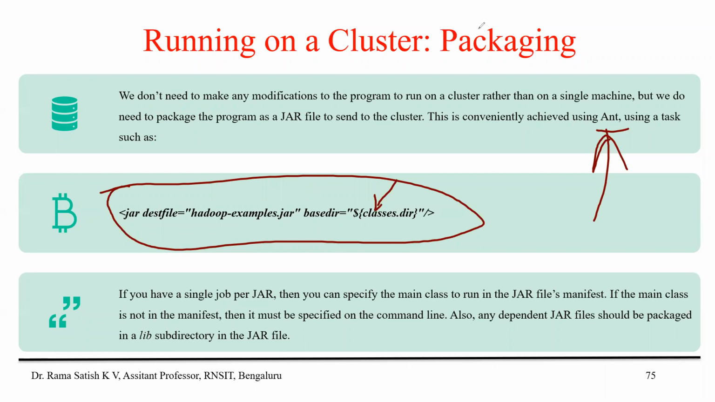So if you are running a single job per jar, then you specify the main class of the jar file in the manifest file. So this has to be specified in the manifest file. I think by this time you might have learned from your advanced Java what a manifest file is. A manifest file is the file which contains the metadata about the entire jar file. So the same jar file we are using here. And if the main class is not in the manifest file, then it must be specified on the command line.